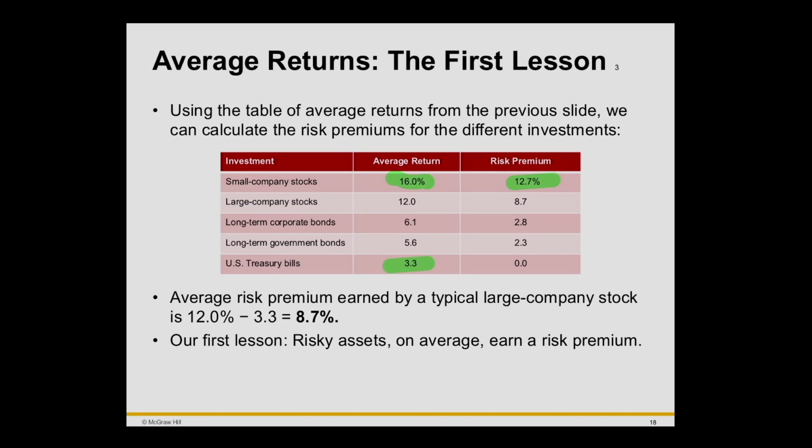Likewise, with large cap stocks, the risk premium is 8.7, corporate bonds 2.8, long-term government bonds 2.3. So to get that risk premium, again, we're simply taking the total return of that particular risky asset and subtracting from it the risk-free return.